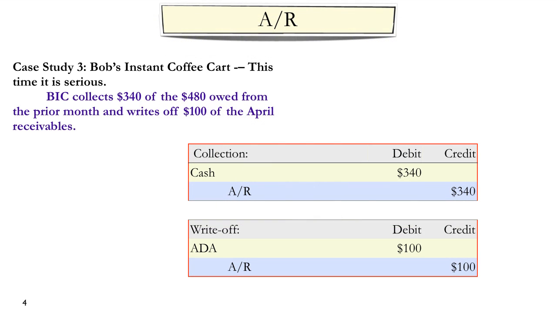The first transaction we want to look at is the collection of $340 of accounts receivable from the prior month and a write-off of $100 in those receivables. Remember, a write-off occurs when an account is determined to become uncollectible. The journal entries are shown, but we're going to take a somewhat closer look.